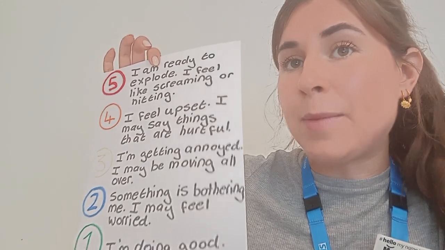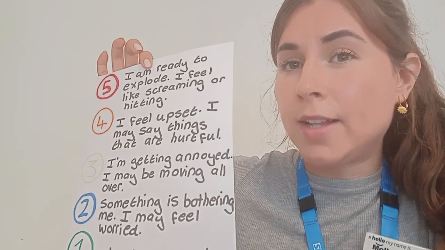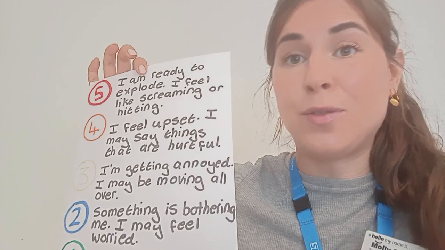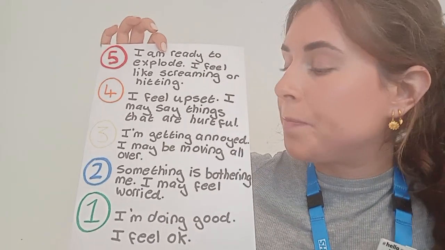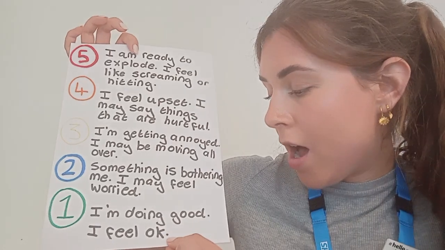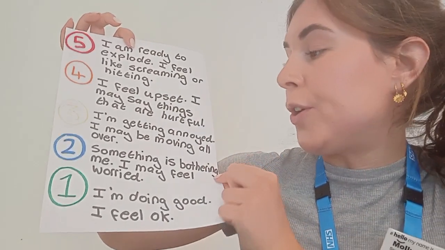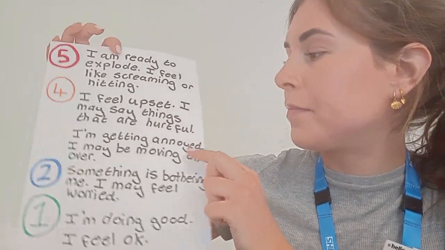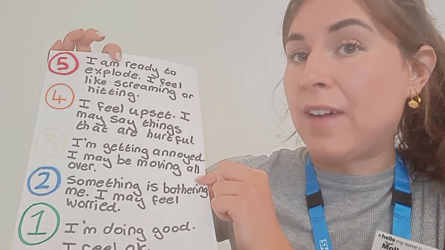I've come up with some labels for this chart as an example, but try to use your child's own words where possible. So use the words they use to describe these different levels when you're talking to them. I'll go through my example. So 1 is, I'm doing good. I feel okay. 2, something is bothering me. I may feel worried. 3, I'm getting annoyed. I may be moving around.